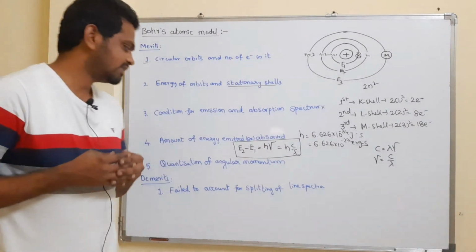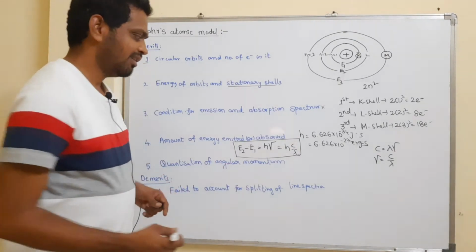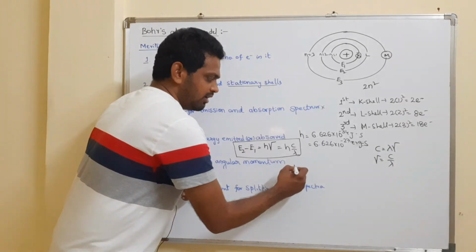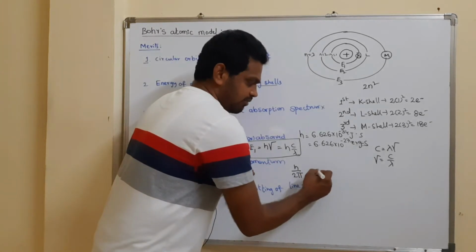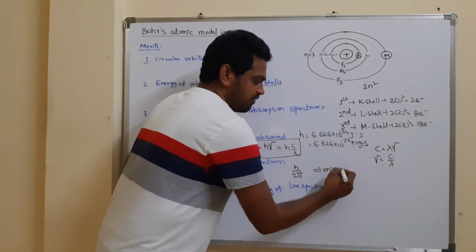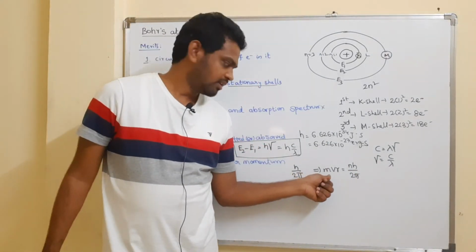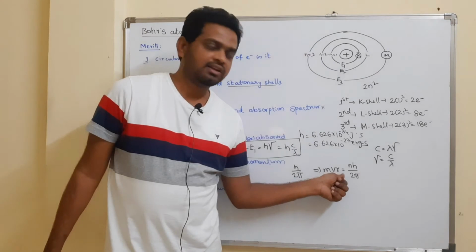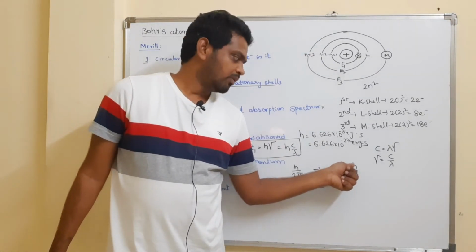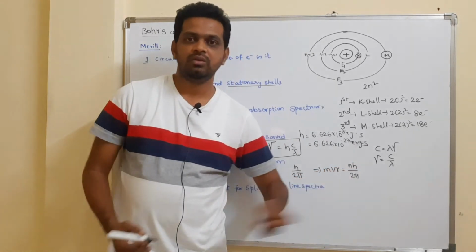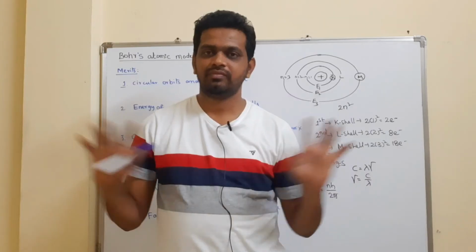And coming to the quantization of angular momentum, the angular momentum of a revolving electron is an integral multiple of h by 2 pi, and this can be calculated using the formula mvr equal to nh by 2 pi, where m is the mass of the electron, v is the velocity of the electron, r is the radius of the path, n is the principal quantum number, and h is Planck's constant. We know the h value and the pi value, which is 3.14.